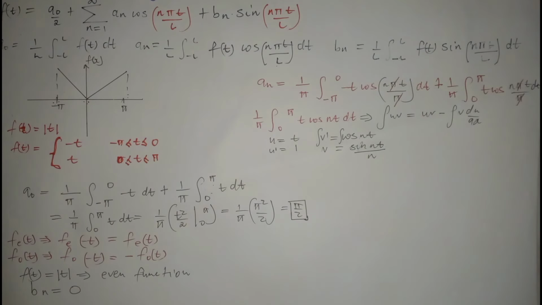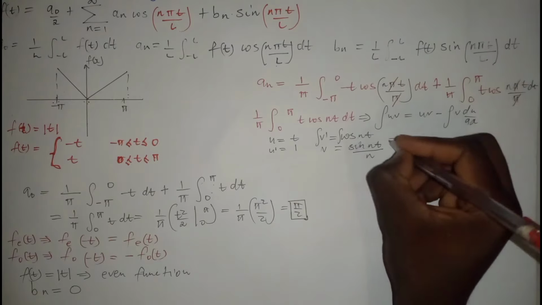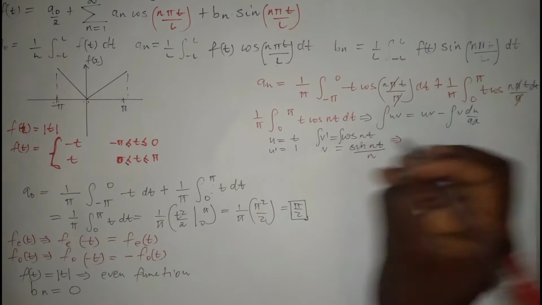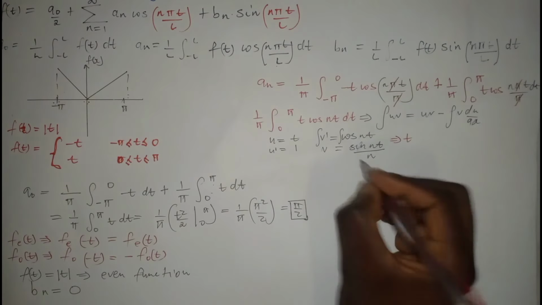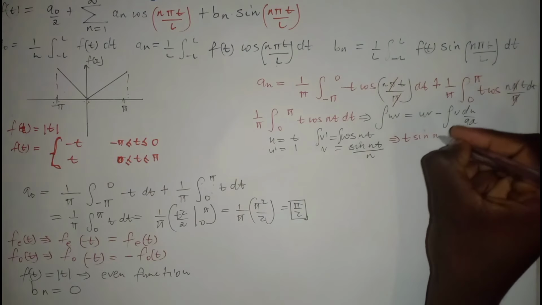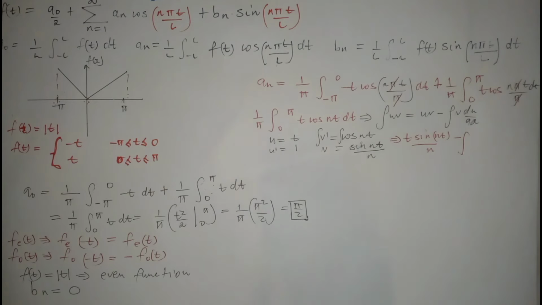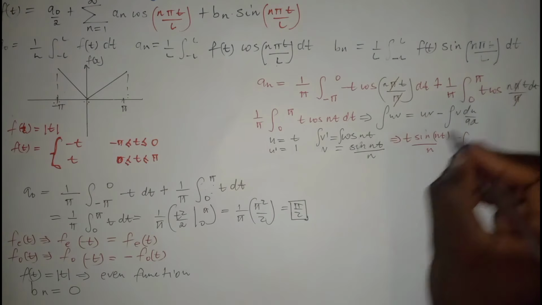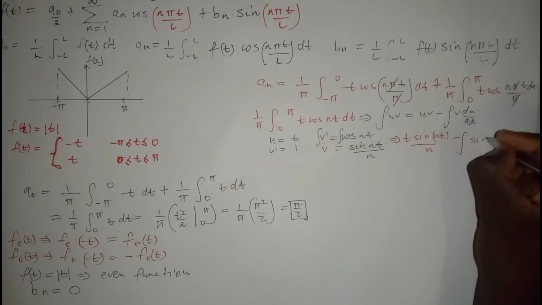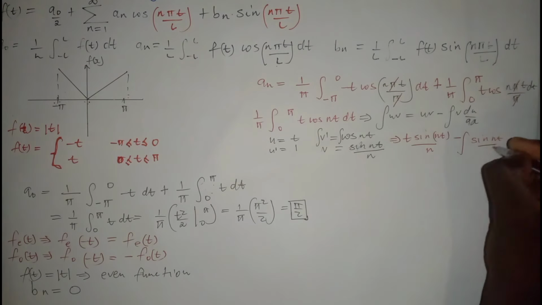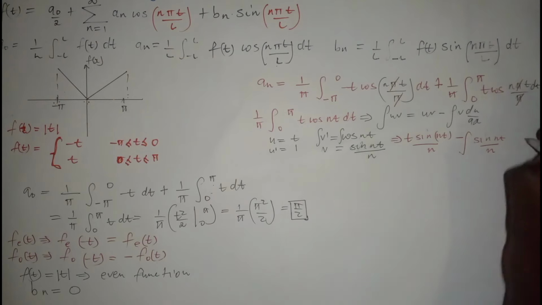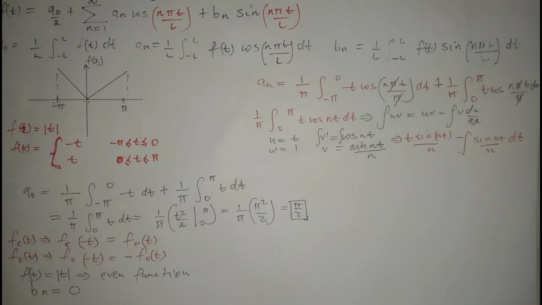Okay, and now it's time we write this one. For uv, my u is t, good. My v is sine nt over n, minus the integral. I'm not going to put limits here, just so as not to confuse myself. So I'm going to write v. What is v? v is sine nt over n, times du dx. This derivative is 1, so I'm going to write dt.